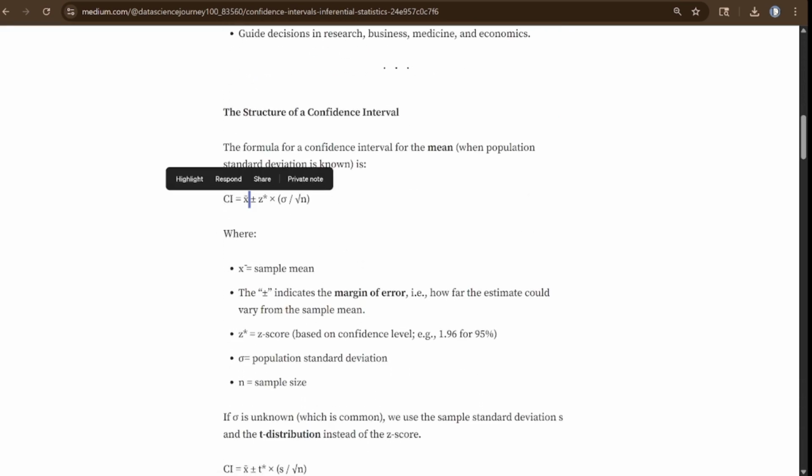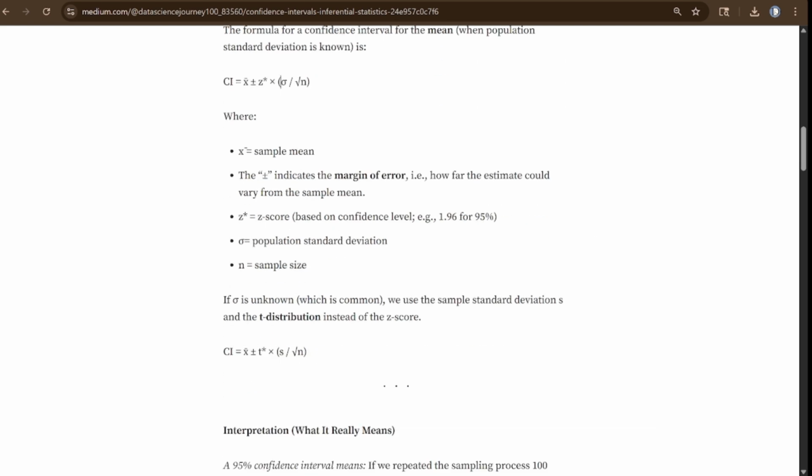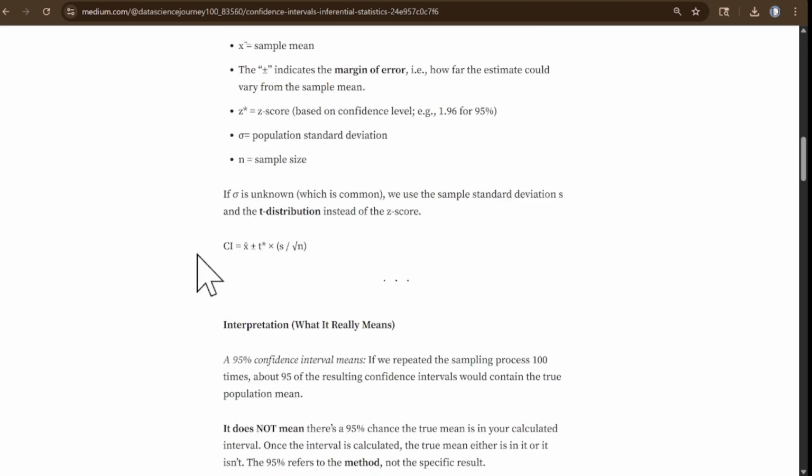Now, this is the formula. X is the sample mean, Z is the Z score. It depends on the confidence level. For 95% it may be different, for 96% it is different. From the table you will get this Z score. Sigma is population standard deviation and root over n is the sample size, 50 like here. So by using this formula you calculate the confidence interval.